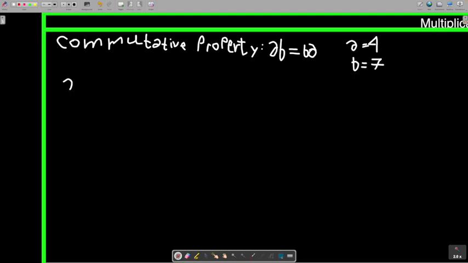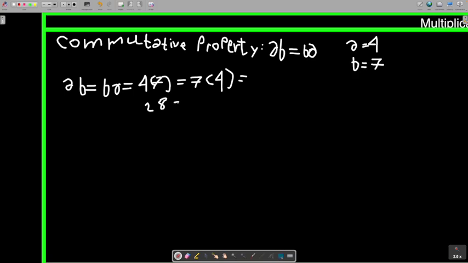So we know that the commutative property is AB equals BA. Now let's substitute. We have 4, which is A, times 7, which is B. 4 times 7 equals 7 times 4. Let's calculate both sides and see if they're right. 4 times 7 is 28, and 7 times 4 is 28 too. So 28 equals 28, and that's a true statement. So yes, that is true. AB does equal BA. So that's the commutative property. It doesn't matter which order you multiply the numbers, if you swap them.